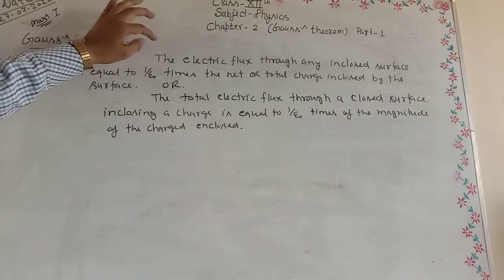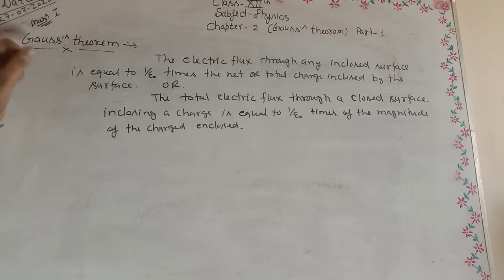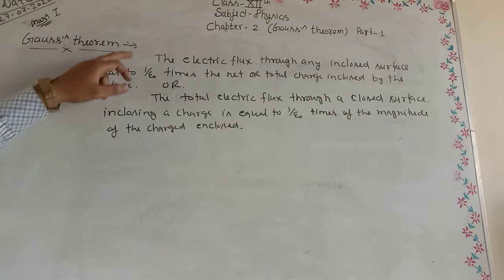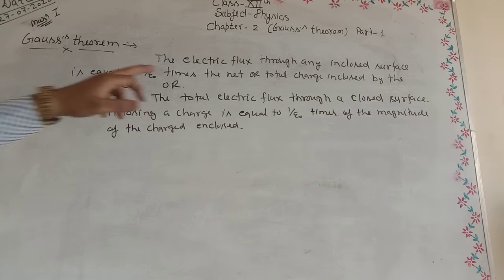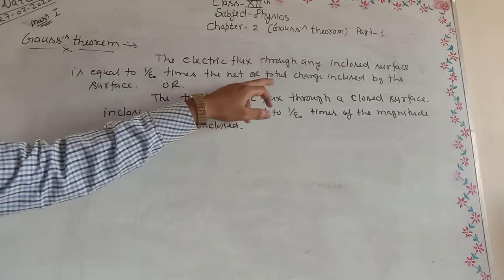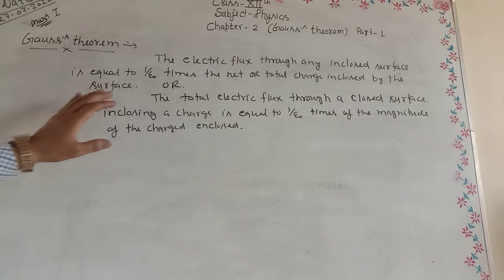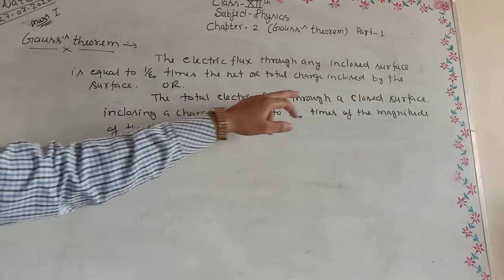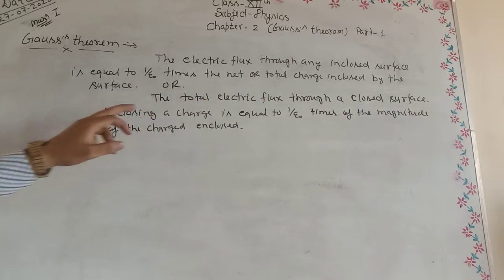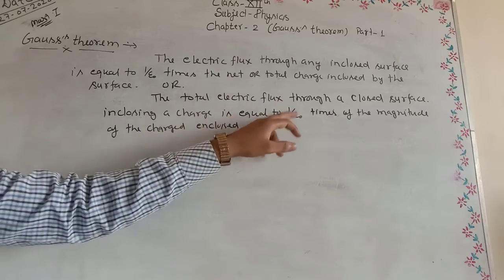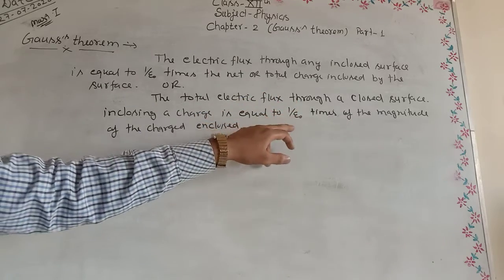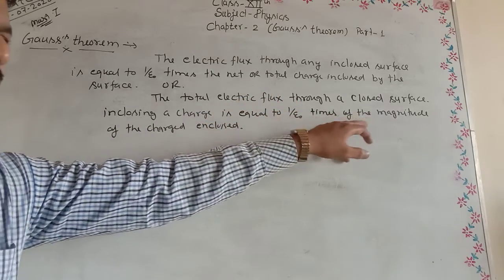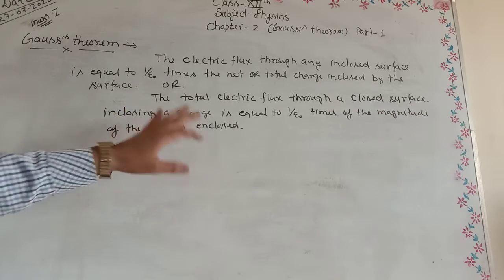This is the easy term. The electric flux through any enclosed surface is equal to 1 upon epsilon 0 times the net or total charge enclosed by the surface. And on the other hand, the total electric flux through a closed surface enclosing a charge is equal to 1 upon epsilon naught times the magnitude of the charge enclosed.